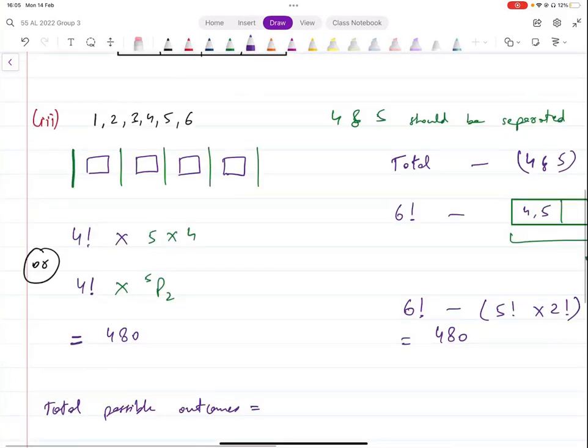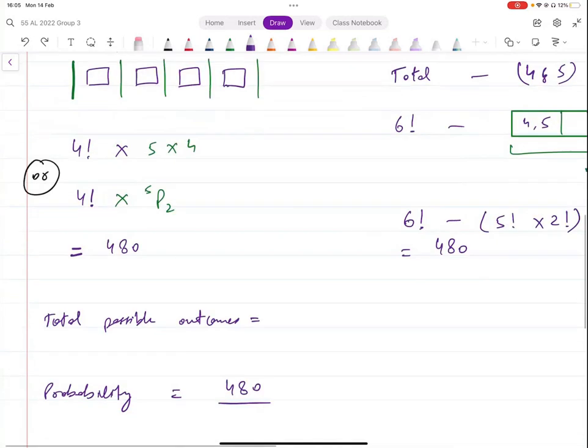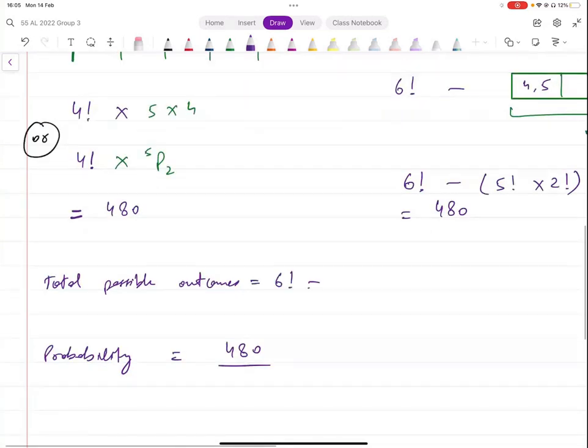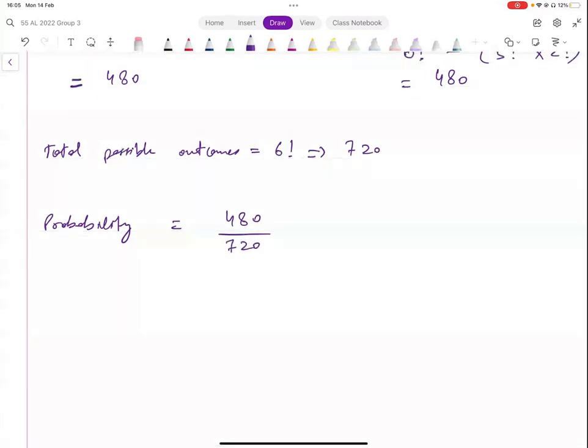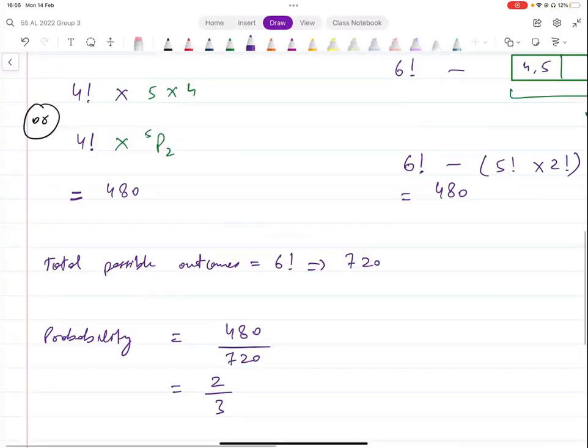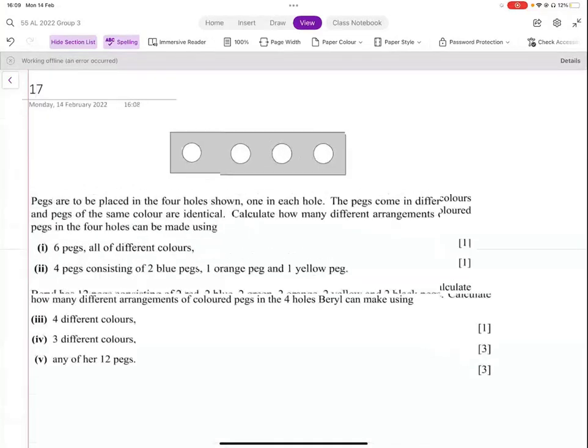they are 6 factorial because we've got 6 numbers. Unko arrange karna hai without any restrictions. There are 6 factorial. 6 factorial jo hai, wo 720 hota hai. You can evaluate this. And probability is going to be 480 over 720, which is 2 over 3. That's the probability. Okay, this is question number 17 from the worksheet.